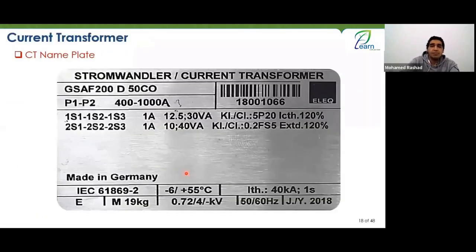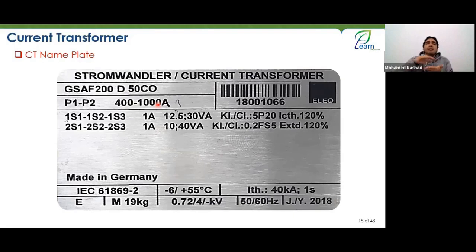Next, we have something called I continuous thermal. This means, guys, the continuous RMS current, which is 120%. This means if your CT is 400 to 1 or 1000 to 1, if 1 ampere flows in the secondary side, or 1.2 if it's 120% of the 1000 or 120% of the 400, depending on the ratio you've chosen, 1.2 amperes will flow in the secondary.